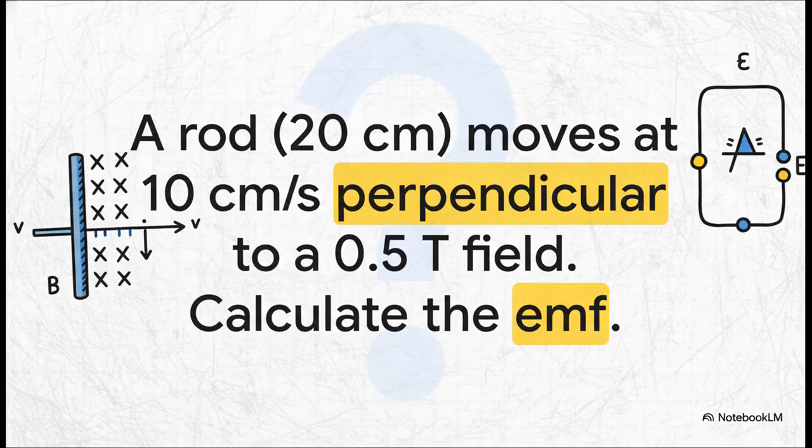So here's a classic problem. Take a look. You've got the length, 20 centimeters, the velocity, 10 centimeters per second, and the field, 0.5 Tesla. All the ingredients are there. So what's the very first thing you do? Just take a second and think about it.